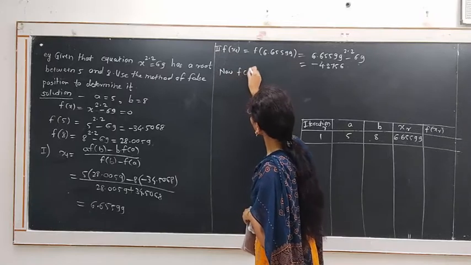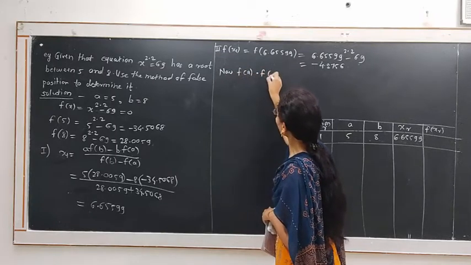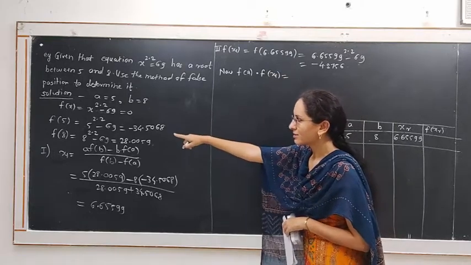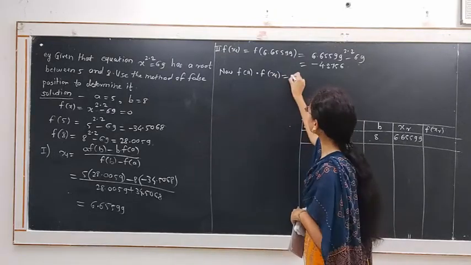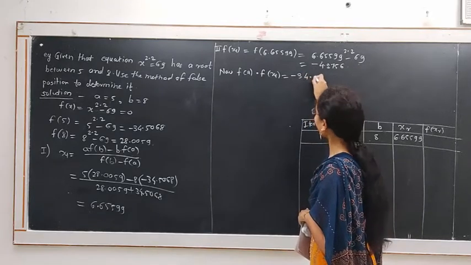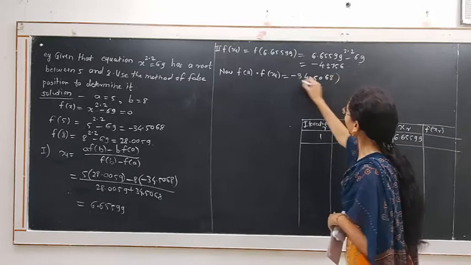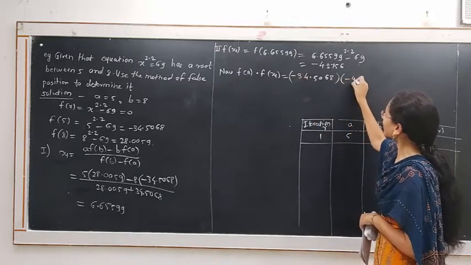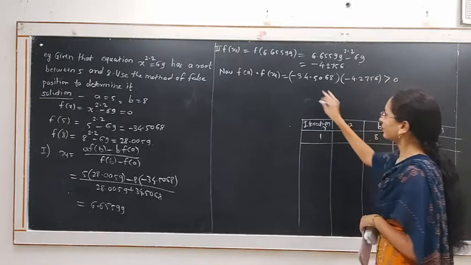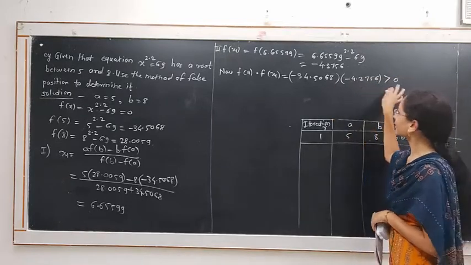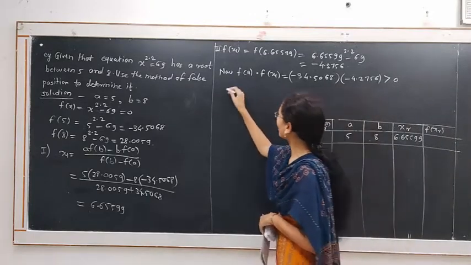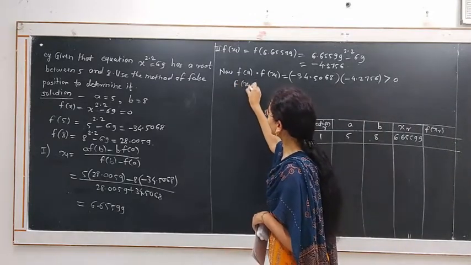f of a into f of x1 is equal to f of a, which is f of 5, that is minus 34.5068, and f of x1 is minus 4.2756. This is greater than 0 because both terms are negative. Therefore, the root doesn't lie between a and x1. Now we check the sign of the product of f of x1 and f of b.